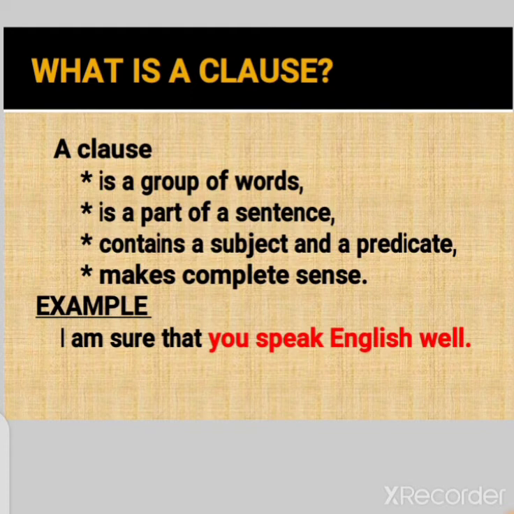Okay. So therefore, the difference between phrase and clause is that phrase is a group of words. Clause is a group of words. Phrase is a part of a sentence. Clause also is a part of a sentence. Phrase doesn't contain a subject and a predicate, but clause contains a subject and a predicate. Phrase doesn't make complete sense, but clause makes complete sense.